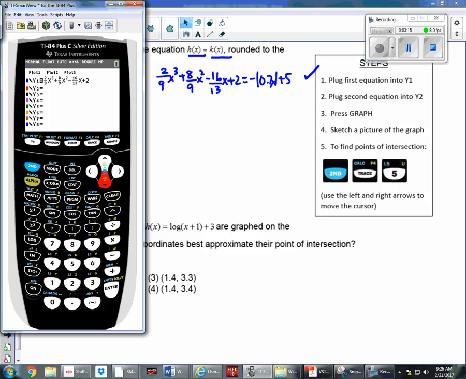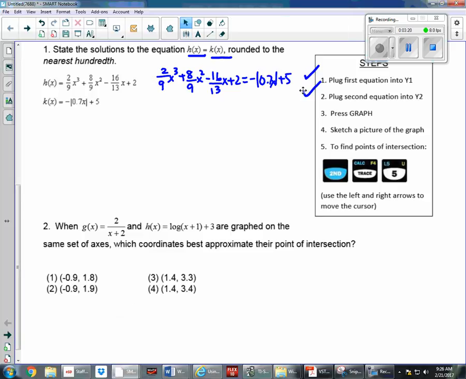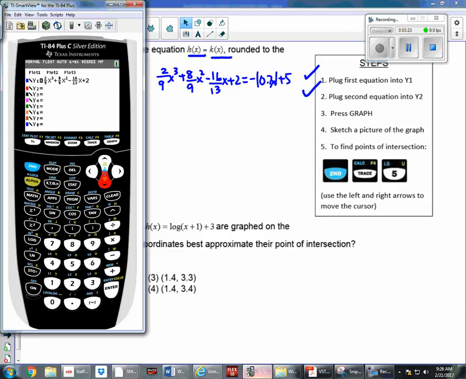When you get to the second equation, step 2, plug the second equation into y2. There's an absolute value there. We haven't done those in a while. So first I'm going to push the negative sign, which is next to the decimal. To get the absolute value, there's a few different ways you can do it. You can push math, go over to number, and choice 1 is absolute value. Or you could use alpha window and absolute value as choice 1. So finish plugging in your two equations now.